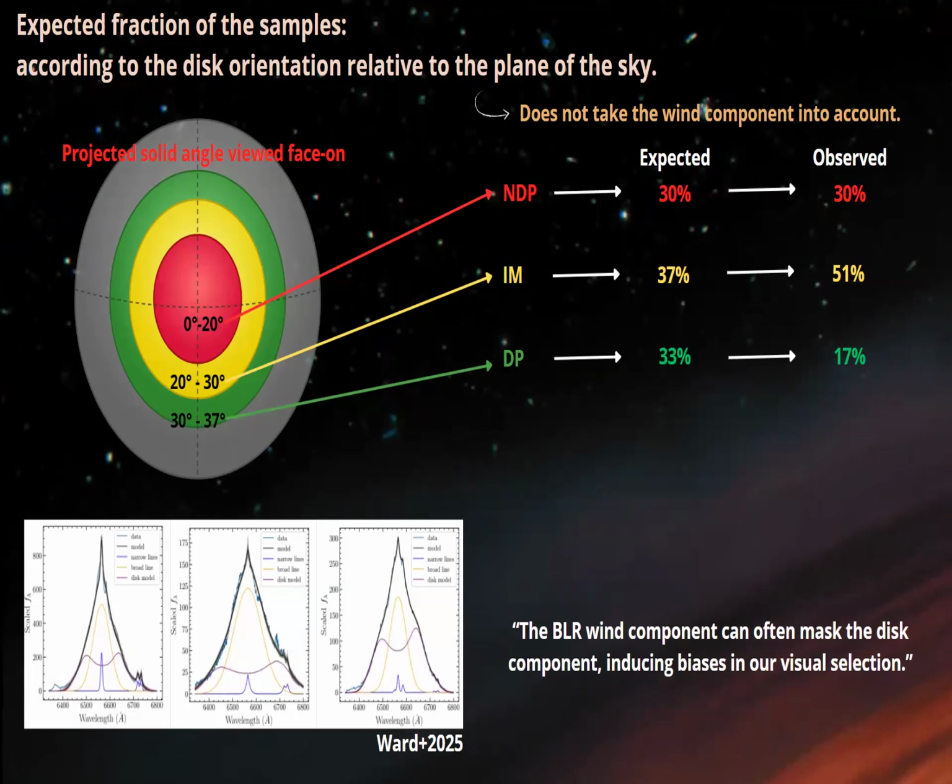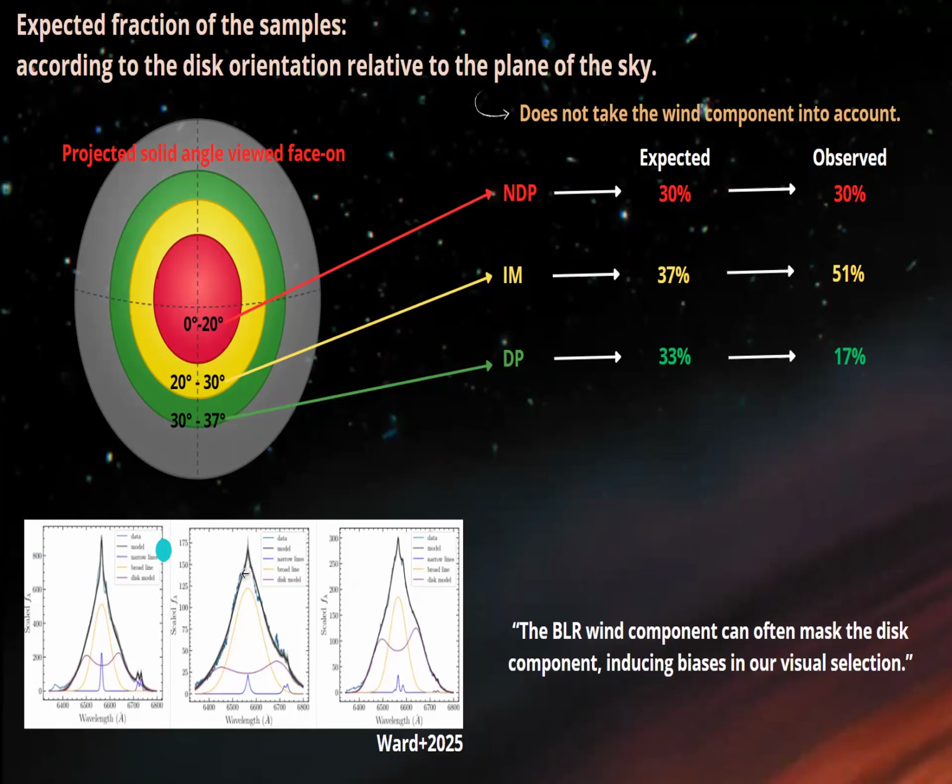So, continuing. Since our subsample selection was based on an inclination model, we expect a certain number of objects in each group. So in the non-double-peaked group, we found the expected number of objects. We expect 30% of our sample should be non-double-peaked, and we observed this. But for the other two groups, it was not confirmed. And the reason for this discrepancy is here.